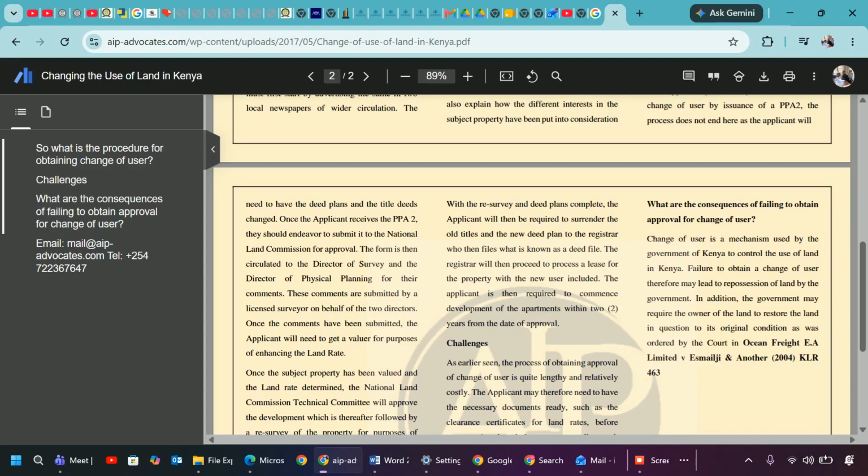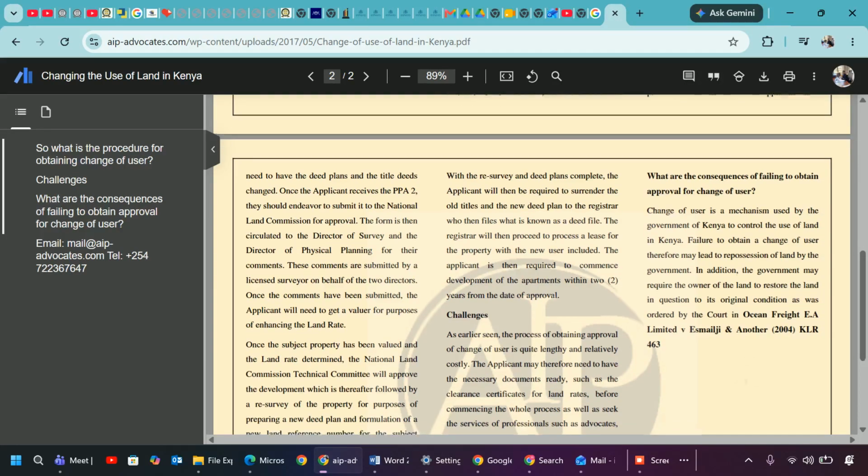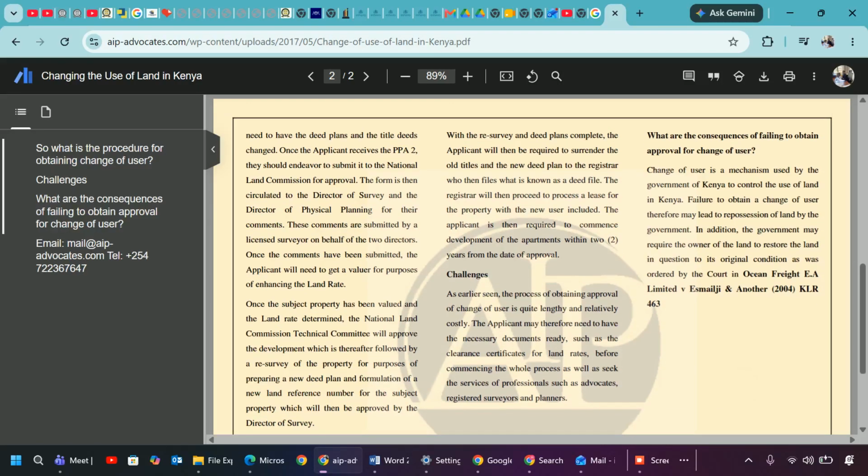The form is then circulated to the Director of Survey and the Director of Physical Planning. So at least the previous blog mentioned the two directors, the Director of Survey and the Director of Physical Planning, for their comments. These comments are submitted by a licensed surveyor on behalf of the two directors. Once the comments have been submitted, the applicant will need to get a value for purposes of enhancing the land rate.